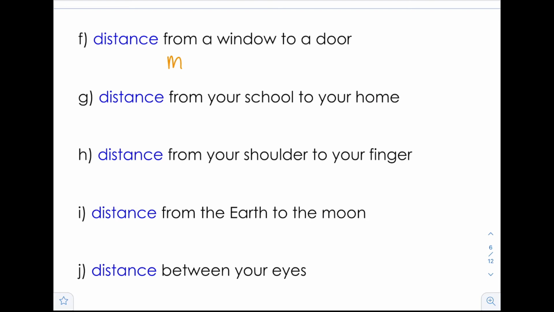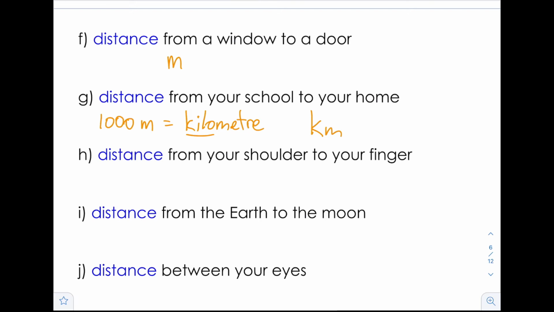Distance from your school to your home. So now we're looking at larger distances. We know that 1,000 meters makes a kilometer. The kilo part means 1,000. So we would probably use kilometers to measure a distance from school to home. Unless you lived like right across the street from the school, then maybe you'd use meters.